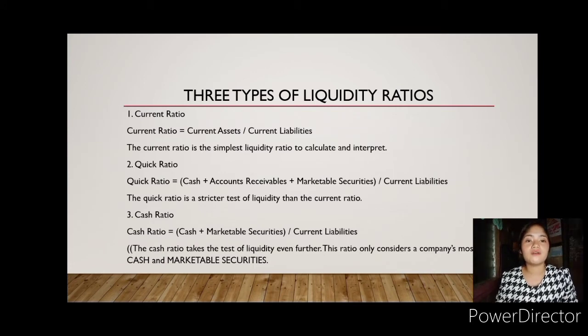The formula for current ratio is equal to current assets over current liabilities. The current ratio is the simplest liquidity ratio to calculate and interpret. Anyone can easily find the current assets and current liabilities line items on a company's balance sheet. Divide current assets by current liabilities and you will arrive at the current ratio. So that will be the current ratio.